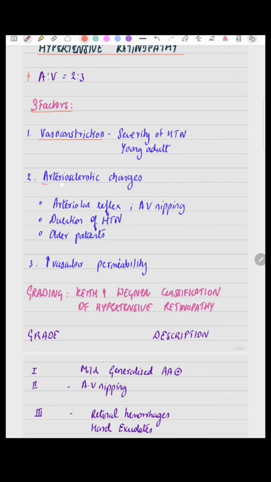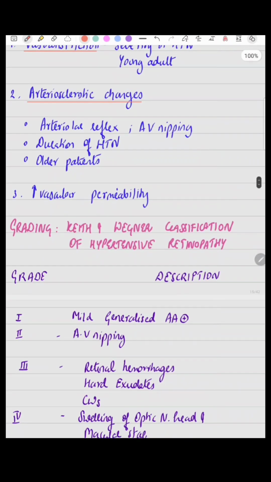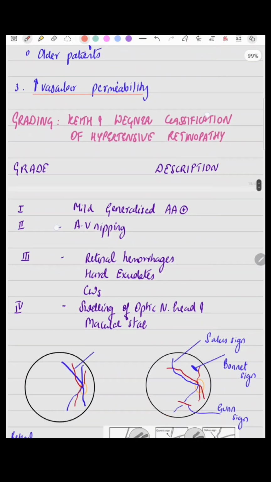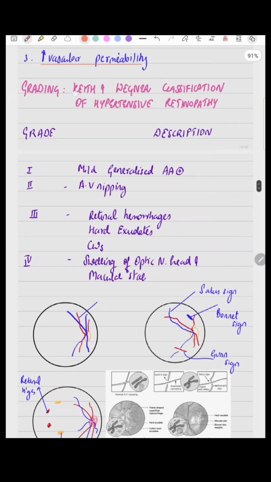Next is arteriosclerotic changes. It manifests as arteriolar reflex and AV nipping due to the thickening of the vessel. It reflects the duration of hypertension and it is typically seen in old patients. These changes pre-exist due to involutional sclerosis. Third one is the increase in vascular permeability. Now, grading: we will discuss the Keith and Wagener grade classification of hypertensive retinopathy.